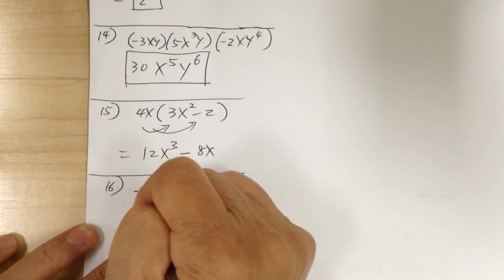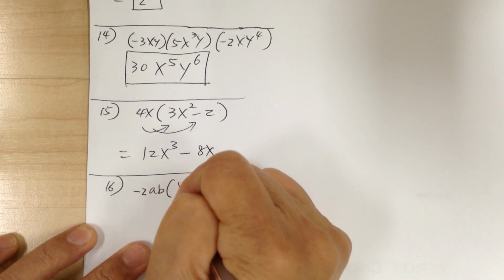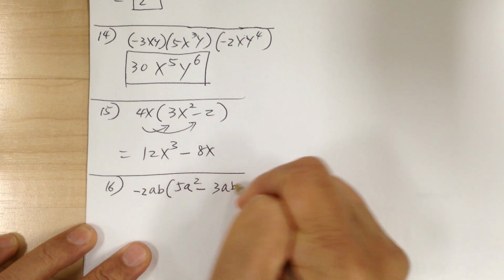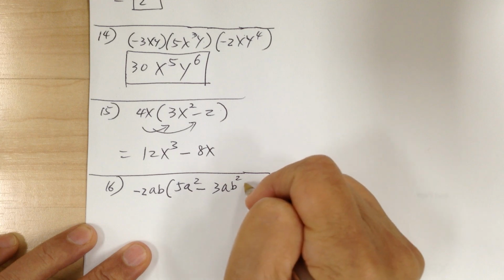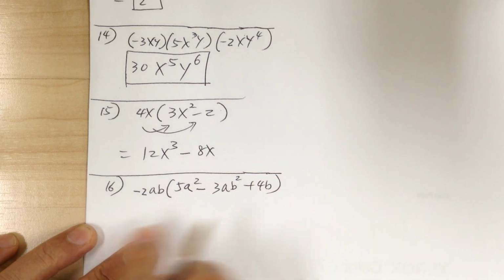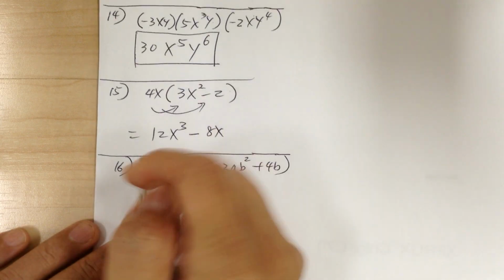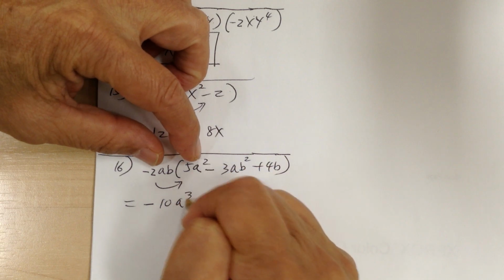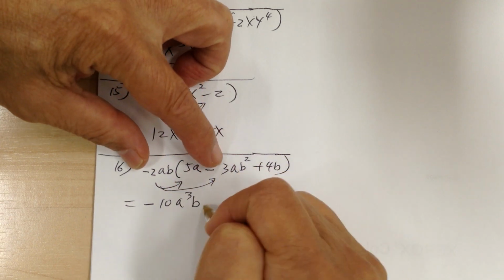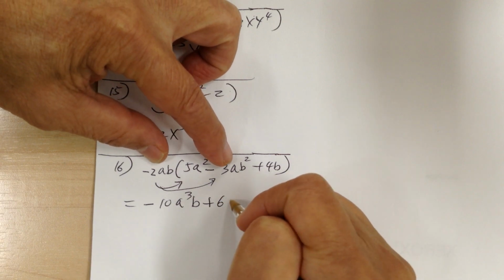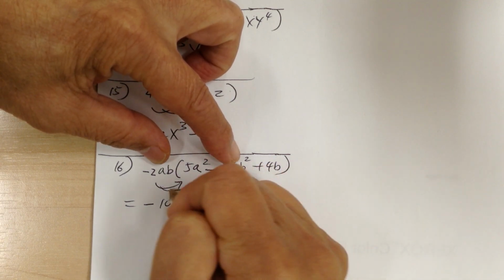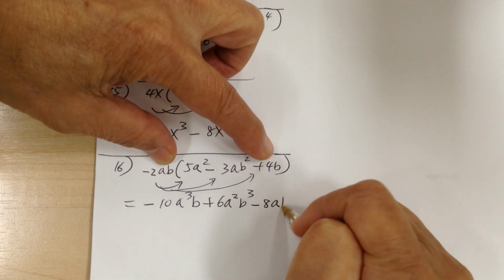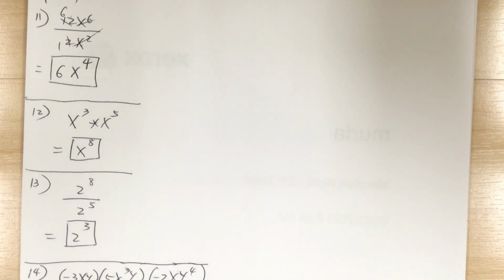You have negative 2ab times 5a squared minus 3ab squared plus 4b. Okay, so we're going to go and distribute, so equal to, so sign is negative, number is 10, alphabet would be a to the 3b. Okay, and you go to the next one, the sign is plus, number would be 6, alphabet would be a squared b to the 3. You do the next one, the sign is minus, number would be 8, alphabet would be a b squared. Okay, and that's it.